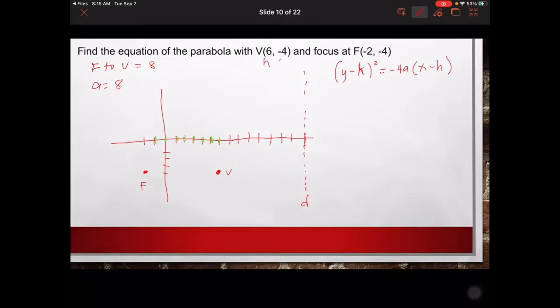So, magkaroon tayo ng Y minus negative 4. Since negative and negative, this will be positive. Kasi negative na ito, tapos imu-multiply mo ito kay negative, so magiging positive. So, magkaroon ng squared. It's equal to negative 4 times our A, which is 8. Then, X minus 6. So, Y plus 4 squared is equal to 4 times 8 is 32.